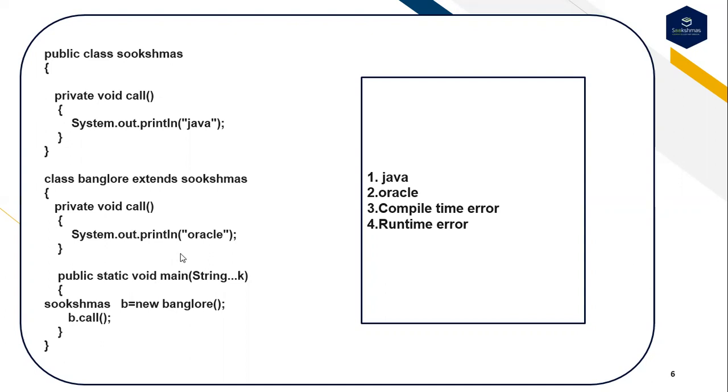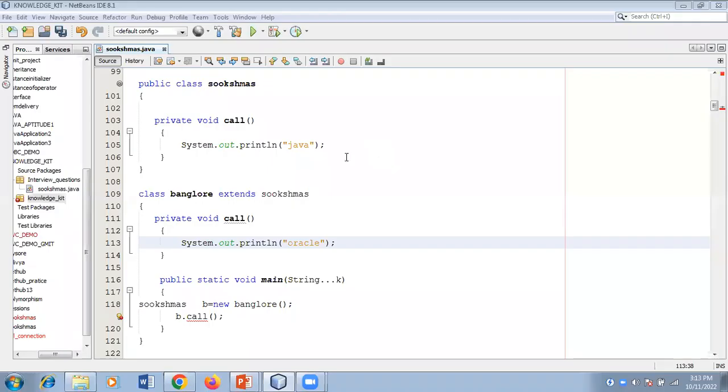Execution of the program begins from the main. And here I'm creating a reference for the parent and an object for Bangalore, the upcasting concept. Using the parent class reference, I'm calling the call method. Which method will be invoked, Java or Oracle? Or compile time error, or runtime error? These are the following options. First one is Java, second one is Oracle, third one is compile time error, fourth one is runtime error. Guess the output of this code. Sukshmas, this is a private method.